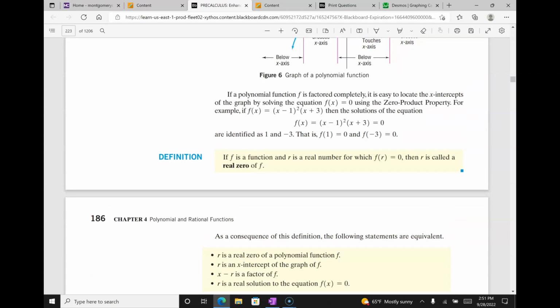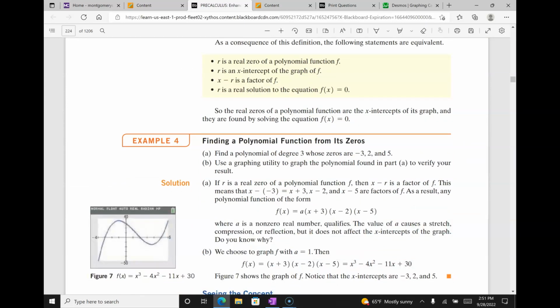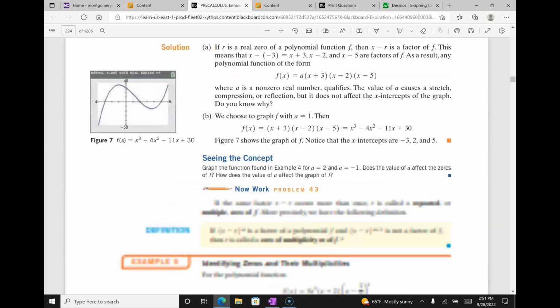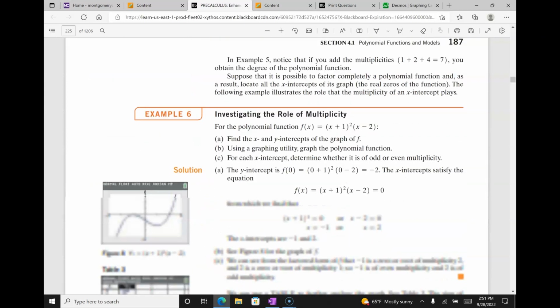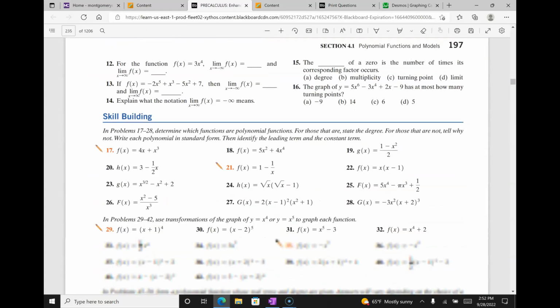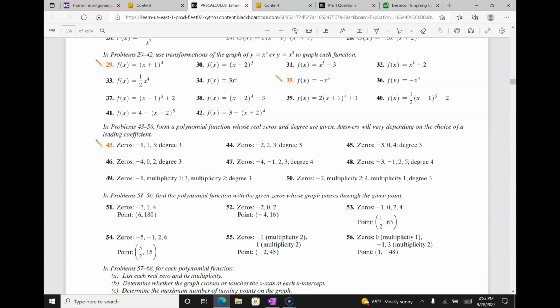So we're going to be trying to factor things. Let me get to a problem, right? So here's our first type of problem: I'm going to give you the zeros, and I want you to find the polynomial. So let me jump to a problem here in the book. Number 43. I want a polynomial with these 3 zeros and degree 3, right?